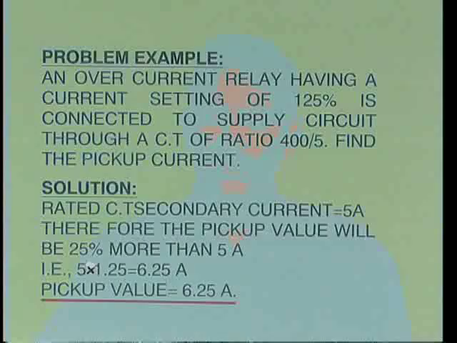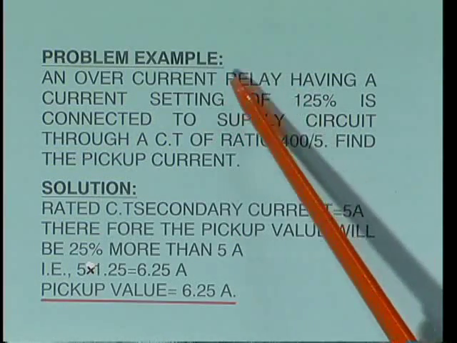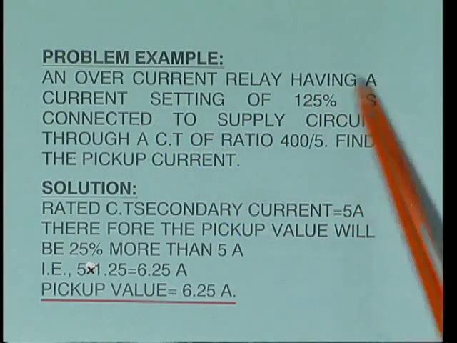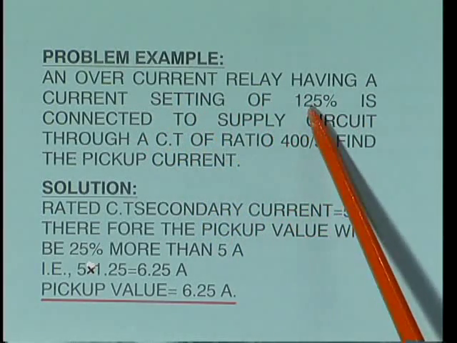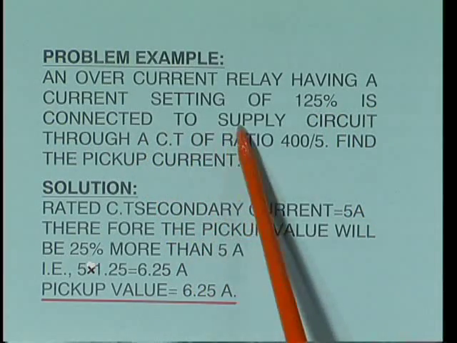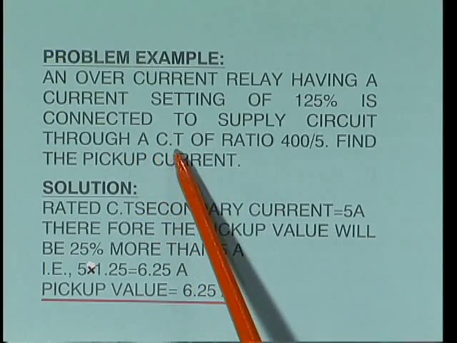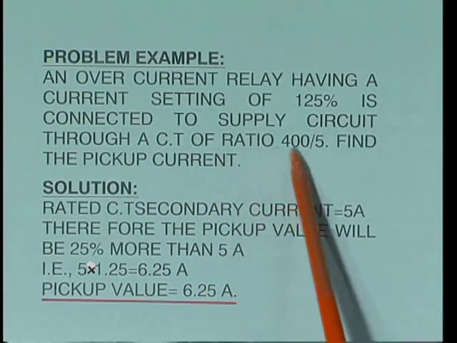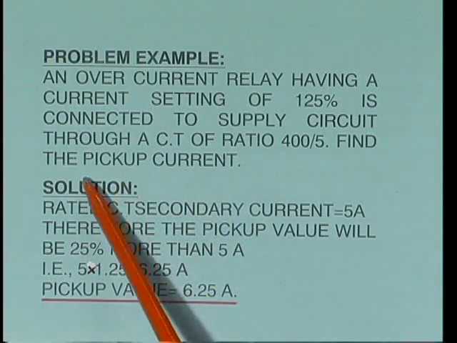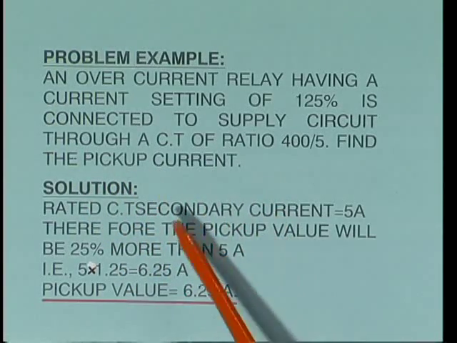Next, see the example for finding the current setting of a relay. There is a problem for you. Problem example: an overcurrent relay having a current setting of 125% is connected to a supply circuit through a CT, current transformer, of ratio 400/5. Find the pickup current.